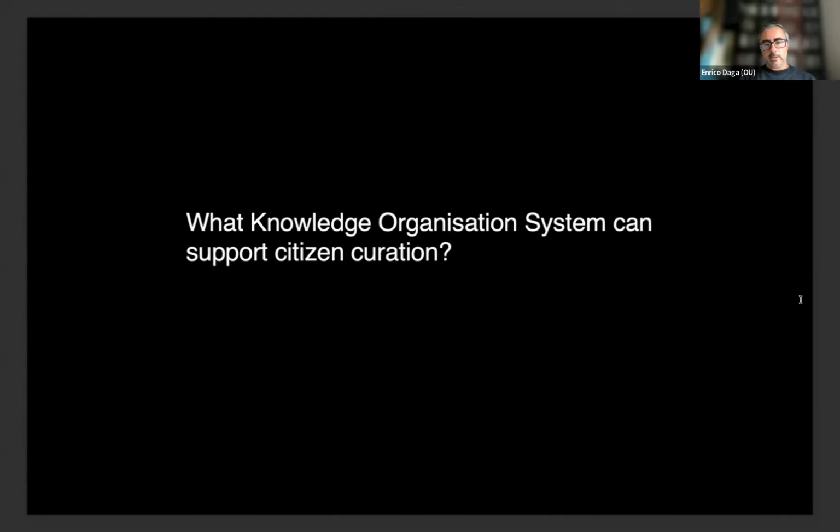Then I raise this question: what type of knowledge organization system can effectively support citizen curation? And now hopefully it becomes clearer why, at the beginning of the talk, I mentioned workflows, data journeys, and data science, because I think this is a notion that can be of great use in the context of managing citizen curation assets in cultural heritage.